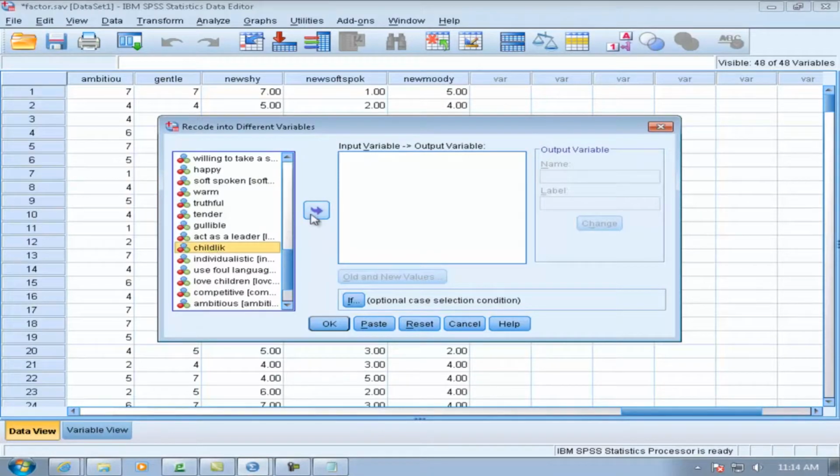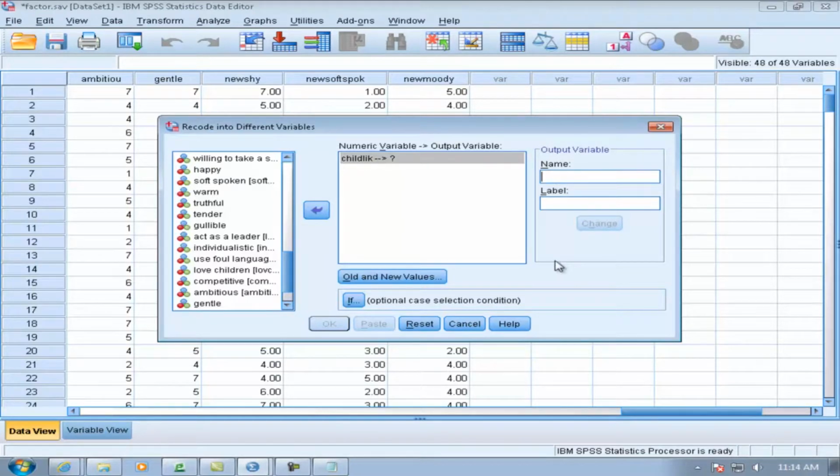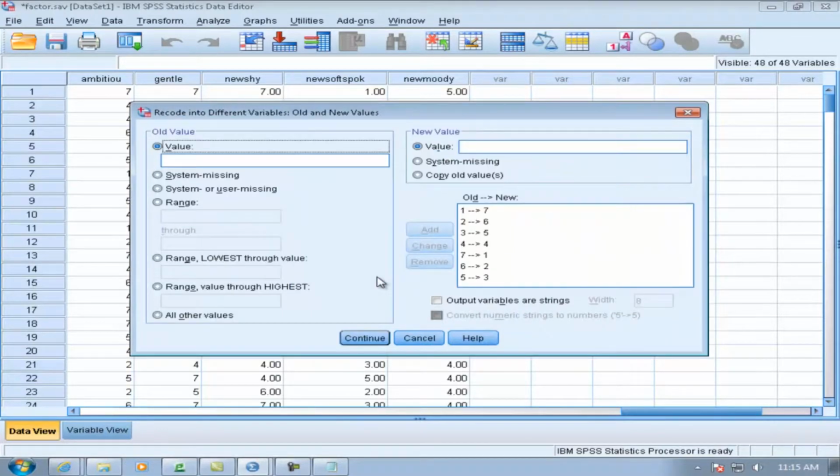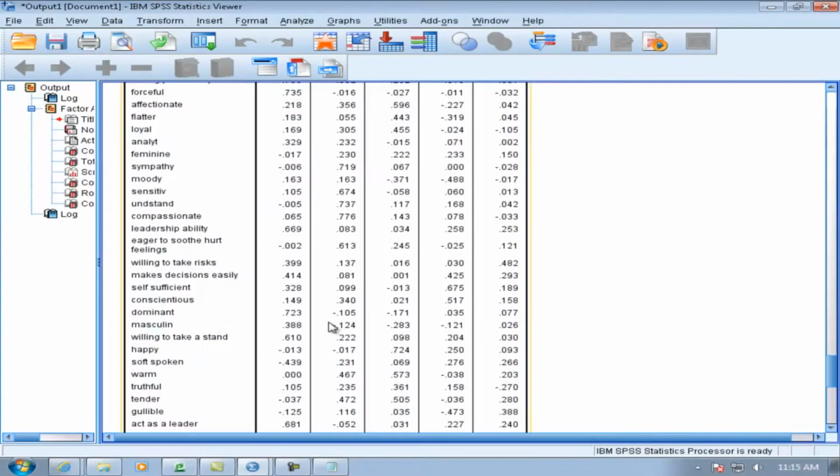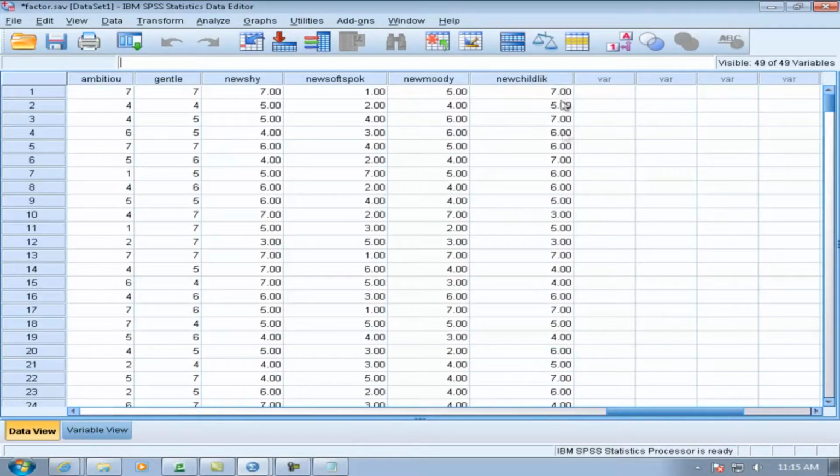There it is. Now the new name is going to be New Childlike. Okay, I'm changing that one. And it should be on here. See, new childlike over here.